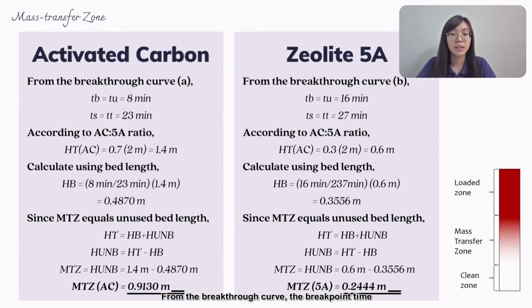From the breakthrough curve, the breakpoint time, which equals usable capacity, is at 8 minutes. Meanwhile, when C over C naught reaches 0.50, the ideal adsorption time is equivalent to total capacity, which is 23 minutes. By multiplying TU over TT with the length of carbon of 1.4 meters, the used bed length will be obtained. Lastly, the MTZ for activated carbon can be calculated by subtracting the used bed length from the total bed length. The mass transfer zones for activated carbon and zeolite 5A are 0.9130 meters and 0.2444 meters respectively.